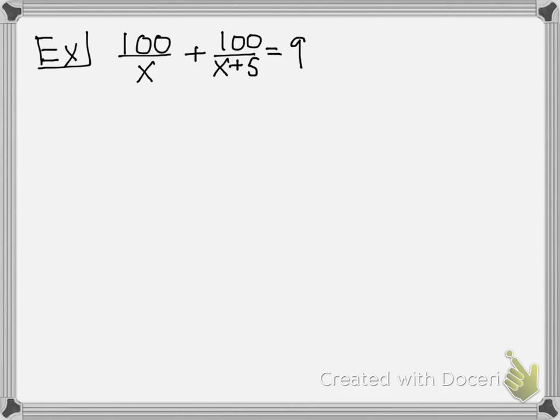We can't just multiply by x's, so let's find a lowest common denominator and actually go ahead and add these two terms together. So we've got an x on one side and an x plus 5 on the other side. These two rational expressions have already been factored for us. They're in lowest form. So our lowest common denominator is x times (x plus 5).